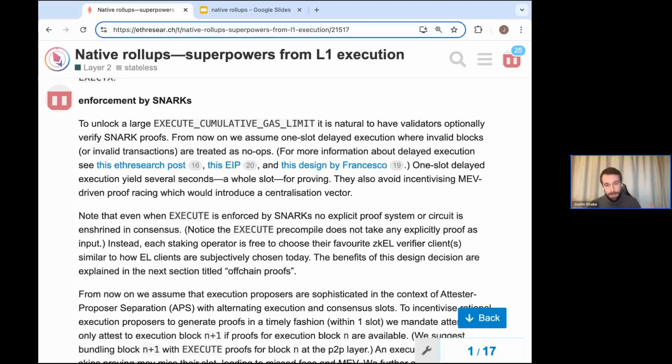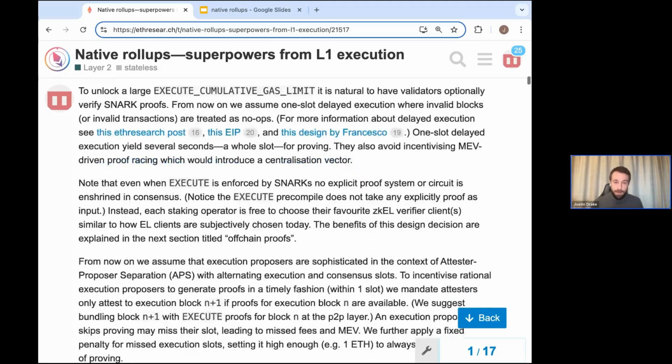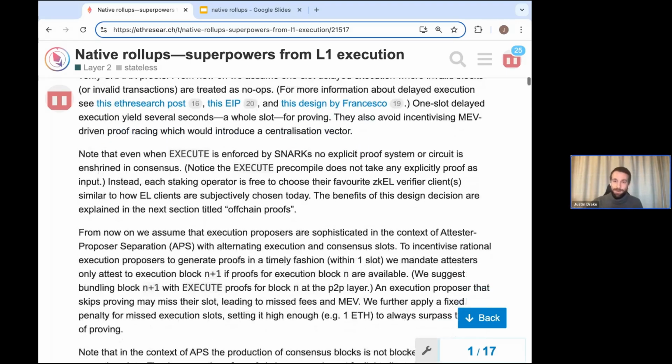And so the proposal is to have what's known as delayed state roots, where the Ethereum state root is not put on chain until the next slot. And the advantage for this precompile is that we would have a full 12 seconds to do the proof.